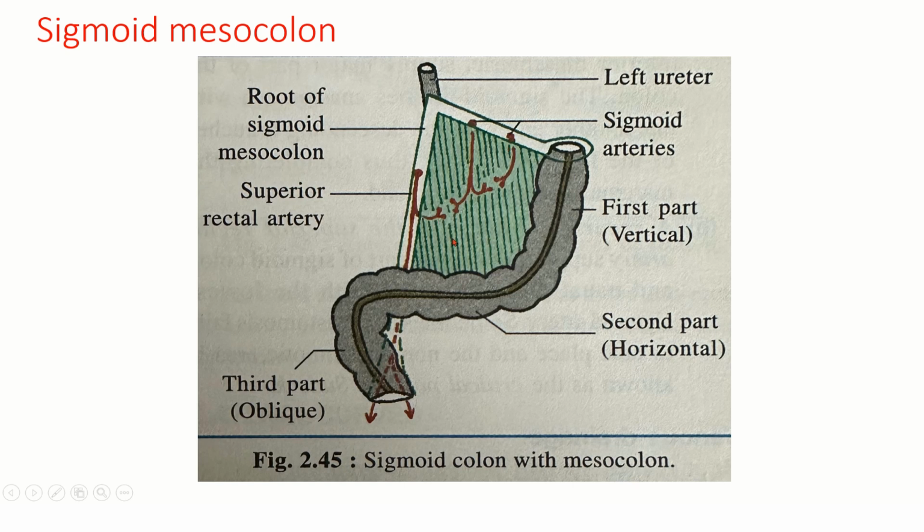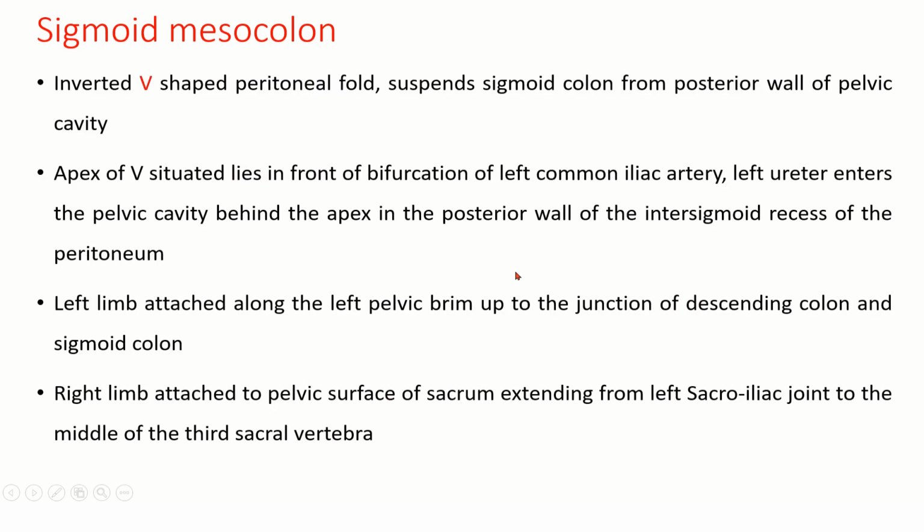So this is the sigmoid mesocolon, which is V-shaped. The apex is directed above. You can see here the apex is related to the left ureter. Now let us see the details of it. You can also see the sigmoid colon being suspended by the sigmoid mesocolon. So it is an inverted V-shaped peritoneal fold that suspends the sigmoid colon from the posterior wall of the pelvic cavity.